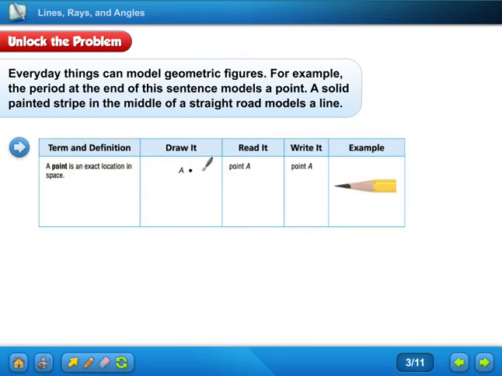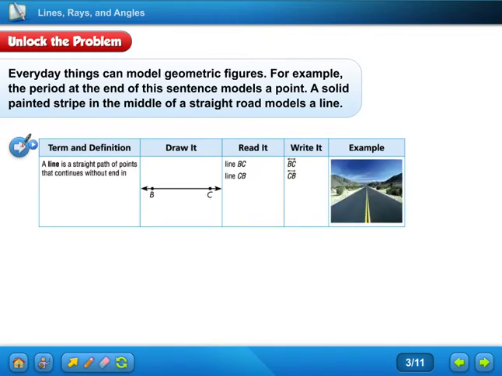A point. Here is where they were talking about, for an example, a period. A point is an exact location in space. A point right there. That's all you do, just a point. And you read it, point A. So this is point A. Has the A and it has the point. And you write it, point A. Let's see what the next one is. So far we have a ray and a point.